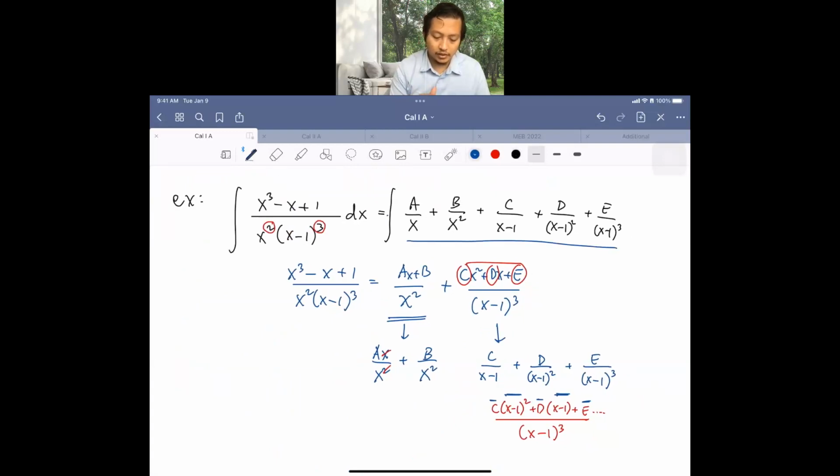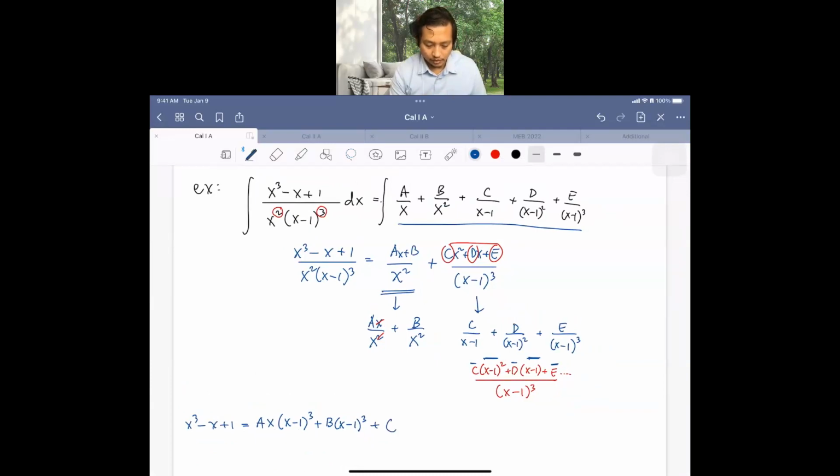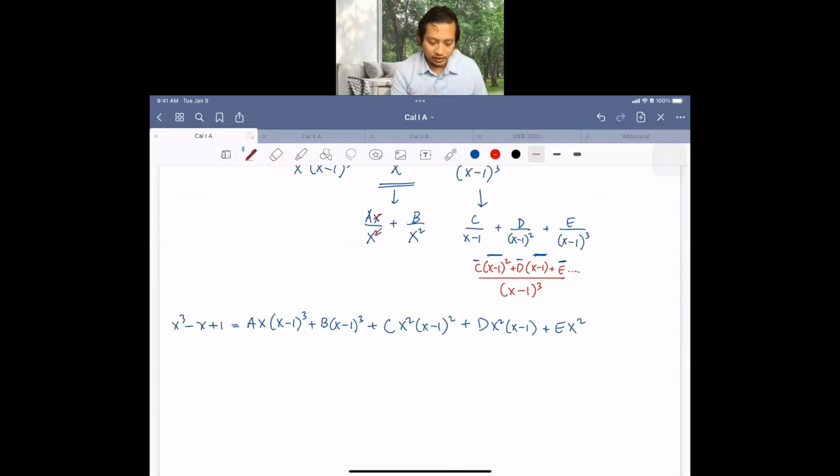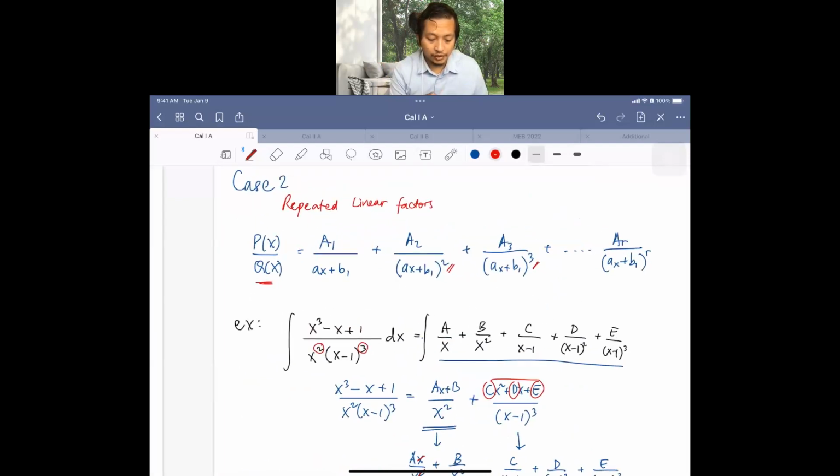From this separation, we still need to check. For example, we need to find a, so we need to write that x cubed minus x plus 1 is equal to ax times x minus 1 cubed, so it should be a little bit longer, plus b times x minus 1 cubed, plus c x squared times x minus 1 squared, plus d x squared times x minus 1, and plus e x squared. Okay, and yes, you need to do expansions, multiplications, and at the end equate left and right. But I think this one is a little bit long work. You have long work to do here. I just give you an idea of what we call repeated linear factors.